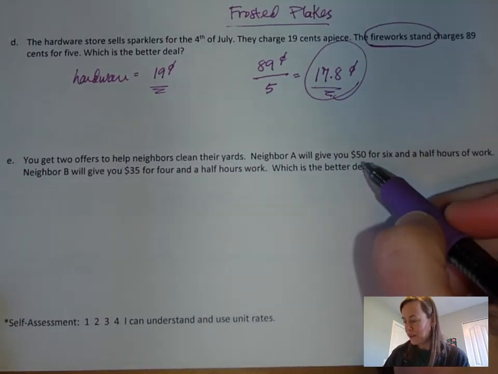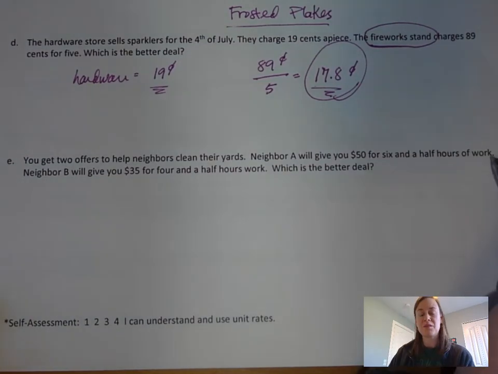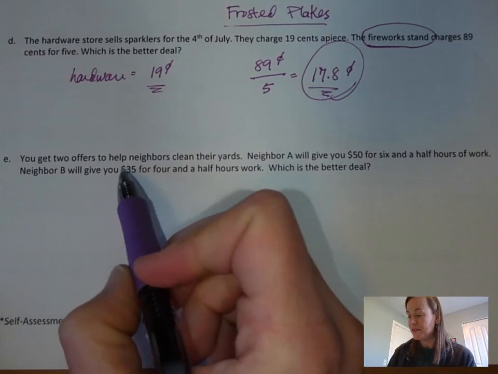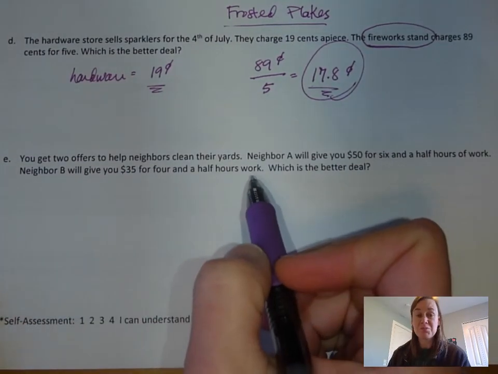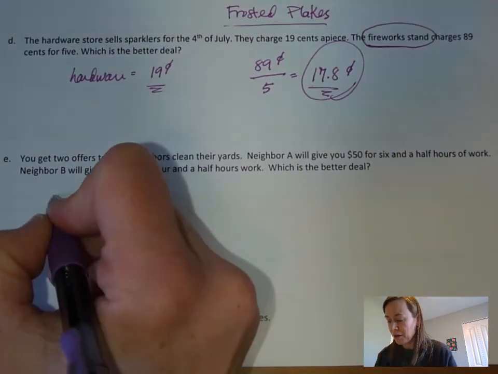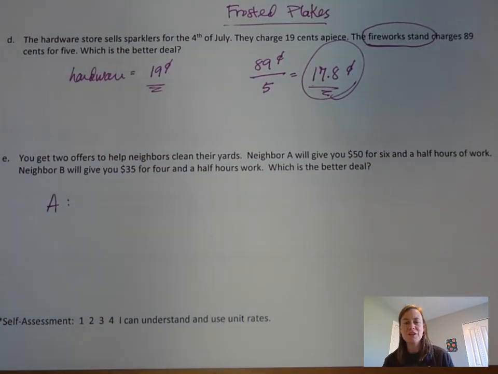Neighbor A will give you $50 for 6.5 hours of work. Oh, that sounds like a good deal to me. Neighbor B will give you $35 for 4.5 hours of work. Sounds pretty nice too. Which is the better deal? Let's figure this out. So neighbor A, what are we trying to figure out?